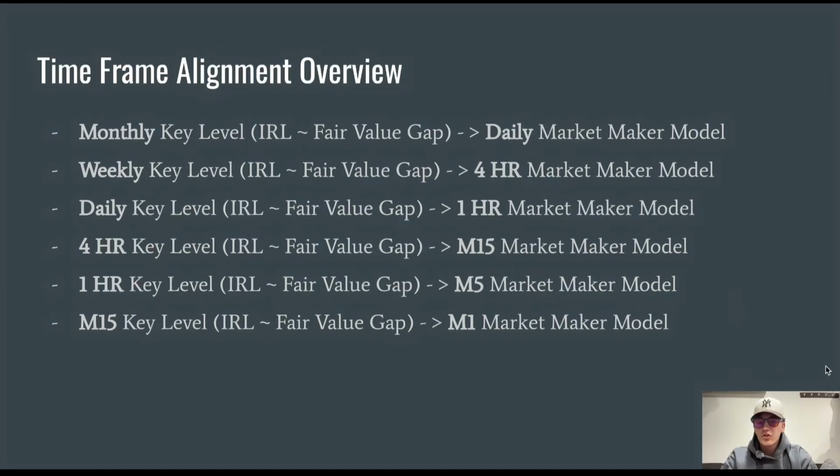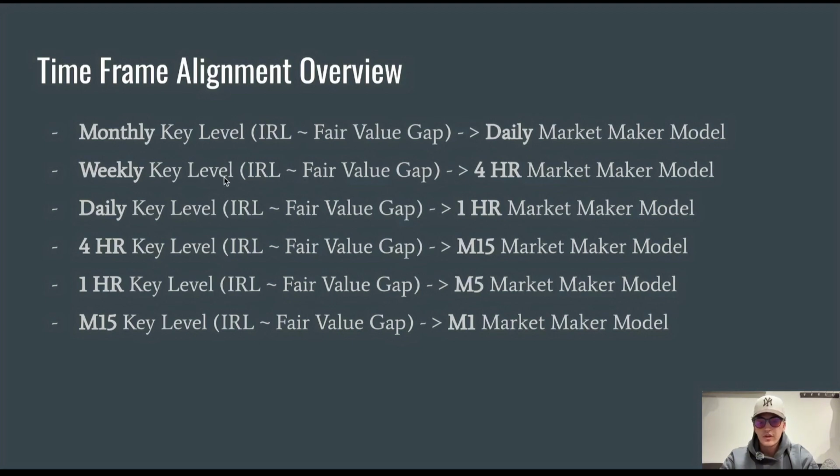So we're starting off with just a complete time frame alignment overview. And for the people that don't know this already, time frame alignment consists of these 6 sections. Monthly key level, which is an internal range liquidity pool from how I use it, which is a fair value gap. And once price reaches a fair value gap on the monthly, you drop down to a daily and frame a market maker model to the monthly external range liquidity pool draw.